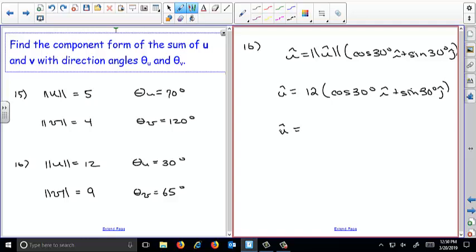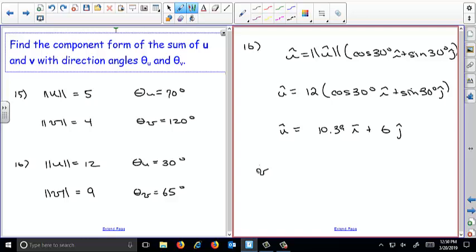So we take 12 times the cosine of 30, which is 10.39 i. And you take 12 times the sine of 30, which should be 6 j. Okay, so that's my u vector. Take the magnitude of u times the unit vector in the direction specified.